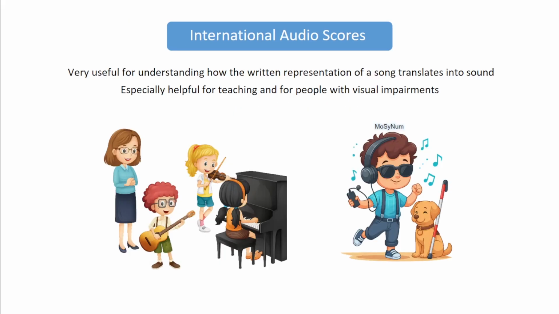Real-time audio scores are incredibly useful for learning music. When you combine a written score with an audio score, it becomes much easier to understand how the written notes translate into sound. It's easier to grasp pitch, note duration, and rhythmic flow. For people with visual impairments, audio scores are a true breakthrough and a powerful alternative to written music systems like Braille. Let's listen to how this MoSyNum audio score sounds.